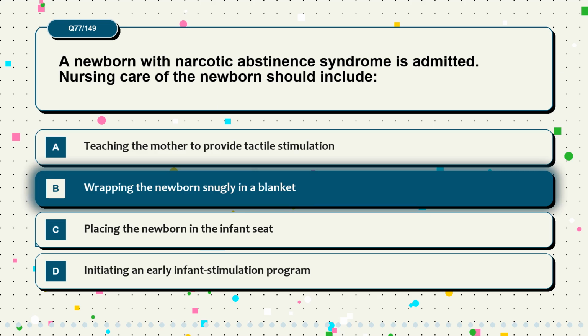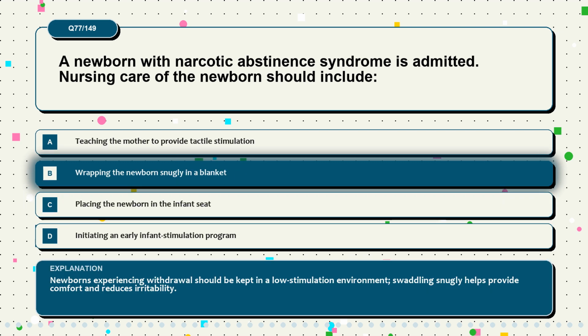The correct answer is option B. Wrapping the newborn snugly in a blanket. Newborns experiencing withdrawal should be kept in a low stimulation environment. Swaddling snugly helps provide comfort and reduces irritability.